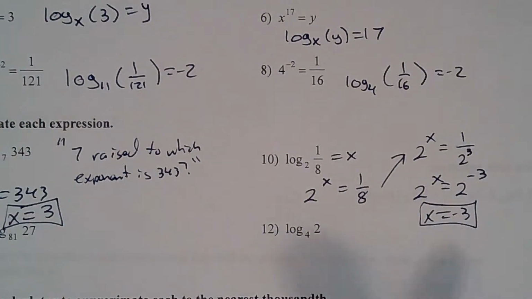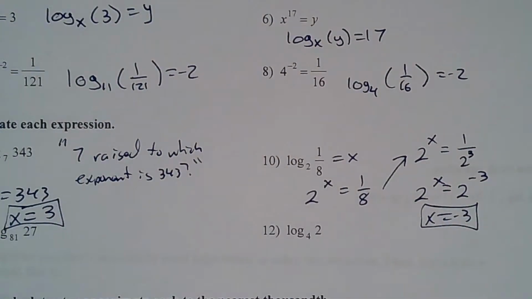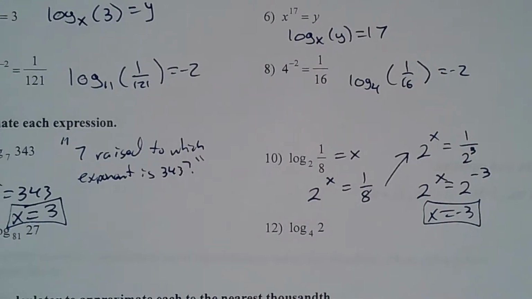But again, you could have asked yourself, 2 to what power is 1 over 8? Well, you got to know it's cubed, and it's negative in there because it's a fraction, so it gives you negative 3. Could have played a little bit of a guess around on the calculator.